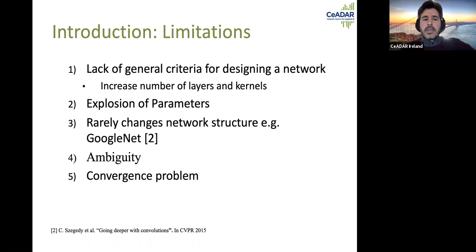Another point was that these convolutional neural networks were rarely changed. For example, only GoogleNet changed the structure by bringing the error calculation within the network, and Network in Network was slightly different. Other than that, they all use the same convolutional neural network modeled in different ways. When you increase the number of layers and kernels, it increases ambiguity and also creates convergence problems.